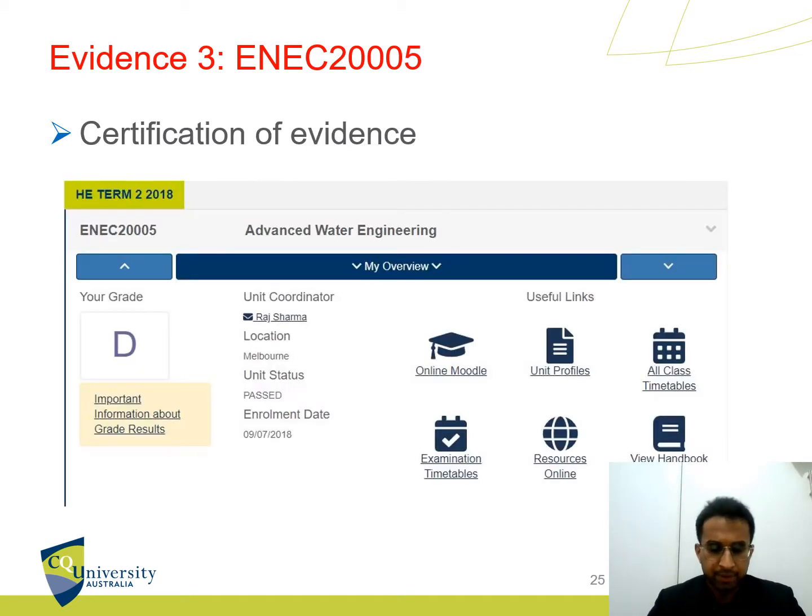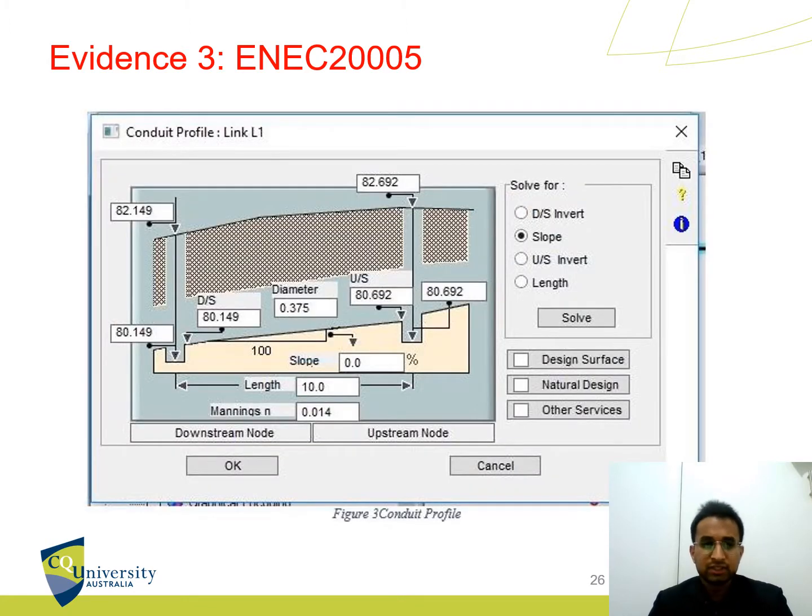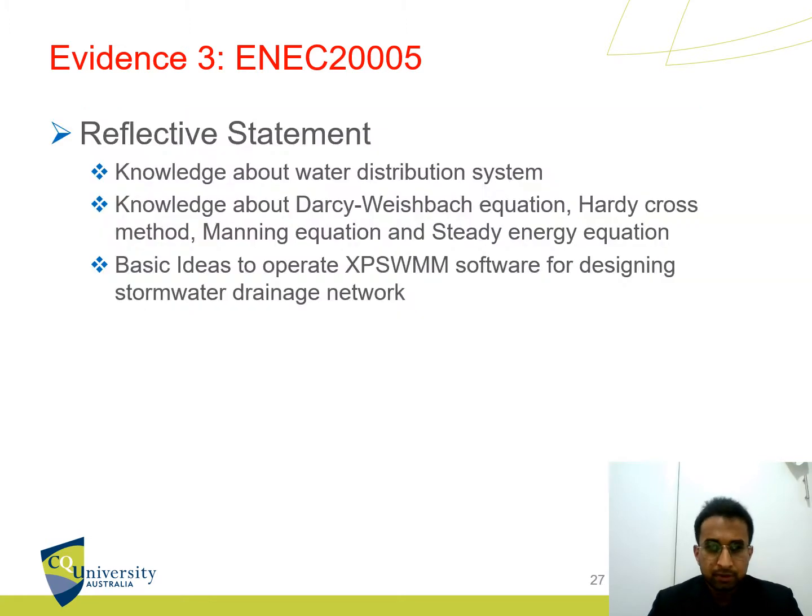This is my third evidence, which shows distinction in my advanced water engineering unit. And this is data obtained from XP Swim software. This is a pipe profile from upstream to downstream. From this, I have knowledge about water distribution system. I also obtained knowledge about Darcy-Weisbach equation, Hardy Cross method, Manning's equation, and steady energy equation. Also, I have basic idea to operate XP Swim software for designing stormwater drainage network.